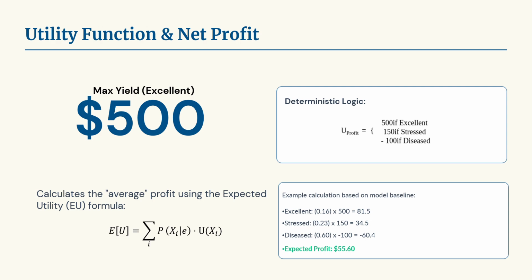Let's say the expected profit is calculated as 60% of 500, plus 23% of 115, and then subtract the 60% of 100. Then it will leave us the expected profit of 50.6. Our goal is to use smart intervention to maximize this expected utility.